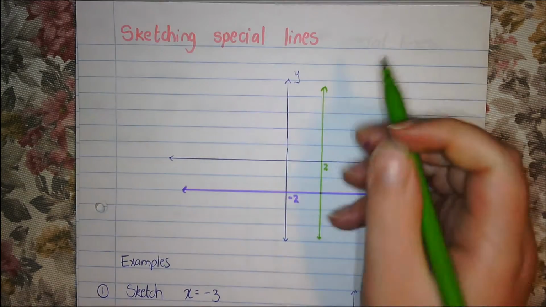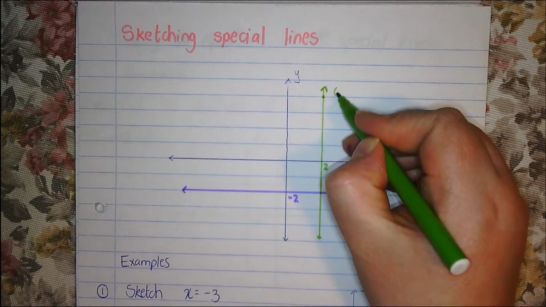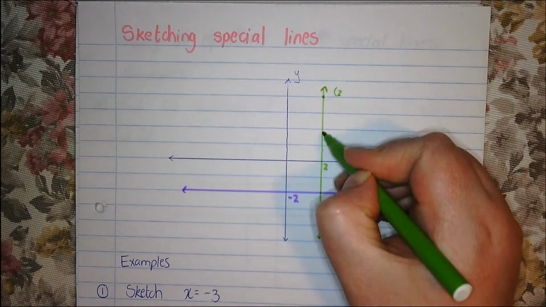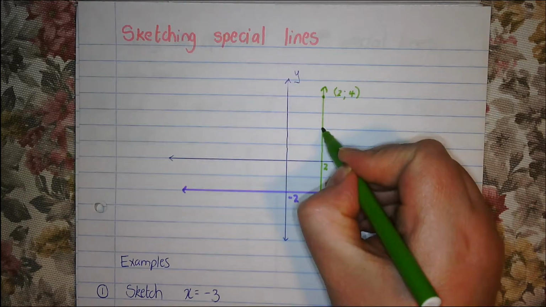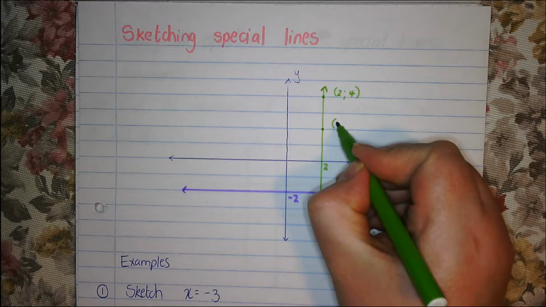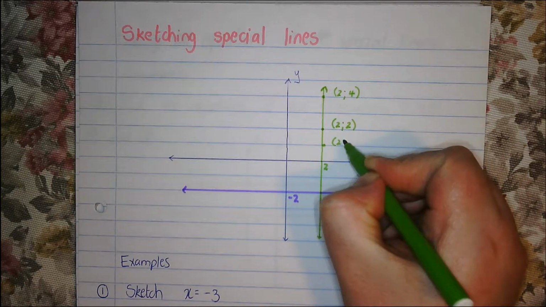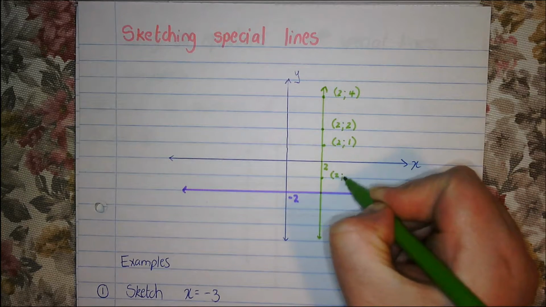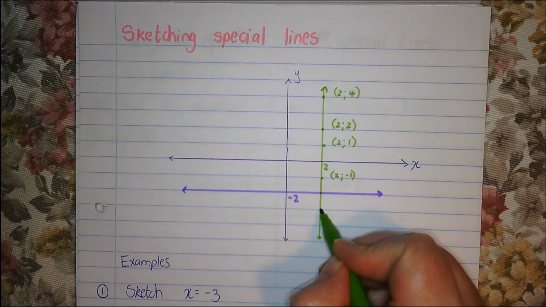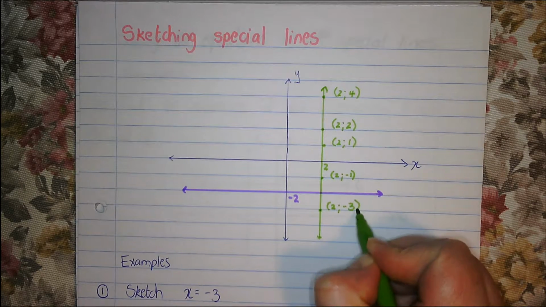Okay, so let's say we want to find this coordinate. The x value is 2 and the y value is 4. Similarly, the x value is 2 and the y value is 2. And the x value is 2 and the y value is 1. And the x value is 2 and the y value is negative 1. And the x value is 2 and the y value is negative 3.